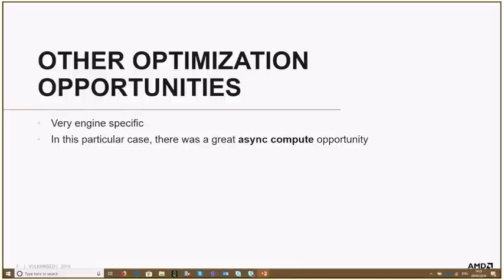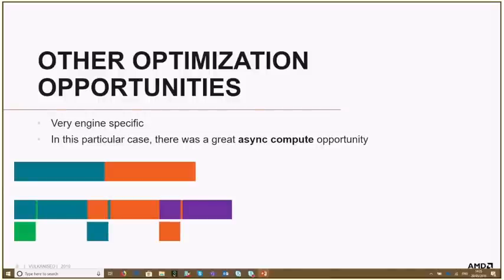Then about other optimization opportunities. This is obviously very engine specific. For this engine and for this game, there was a great async compute opportunity. What it basically is about is that if you have two frames, frame 1 and frame 2, you could overlap the end of the frame with the beginning of the next frame. So basically do something like this. If this is the post process, then you can overlap it with the pre-process of the next frame, but still present on the graphics queue.